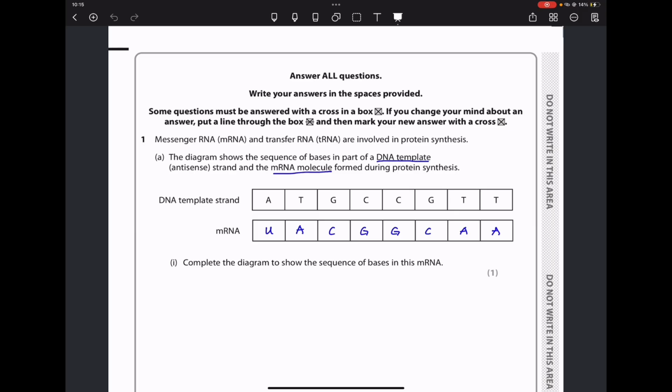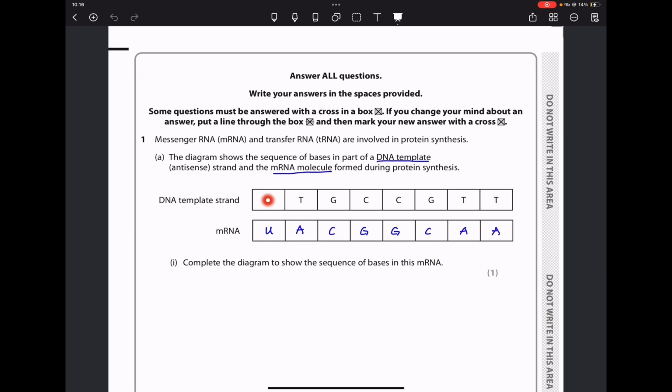Question 1. Messenger RNA and transfer RNA are involved in protein synthesis. The diagram shows the sequence of bases in part of a DNA template, which is the antisense strand, the messenger RNA molecule formed during protein synthesis. So here we have the DNA template strand, and we were asked to complete the diagram to show the sequence of bases in this messenger RNA.